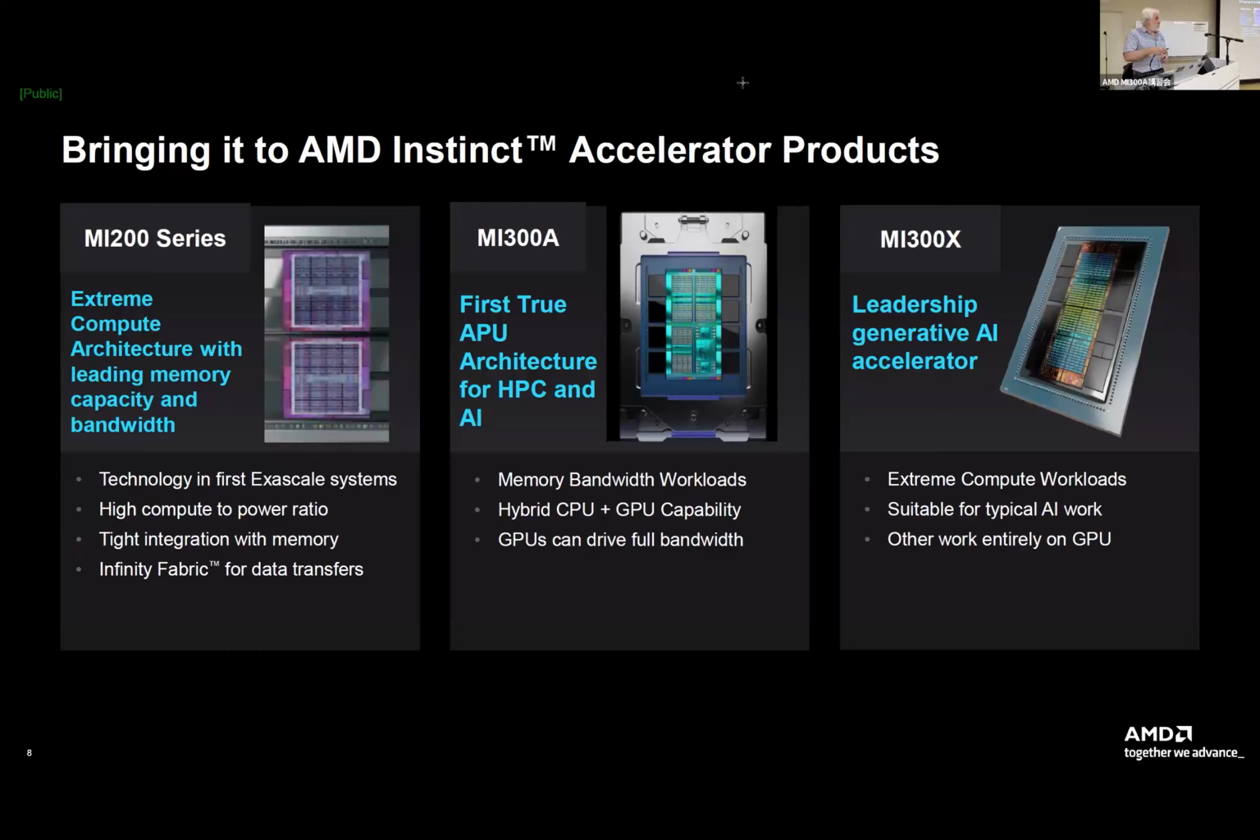So these both have the same bandwidth, and I think I show some numbers on the bandwidth, but they have the same theoretical bandwidth. The MI300X has 192 gigabytes of memory, and the MI300A has 128. So the MI300X has a little bit more memory.